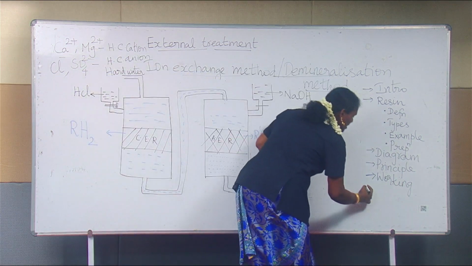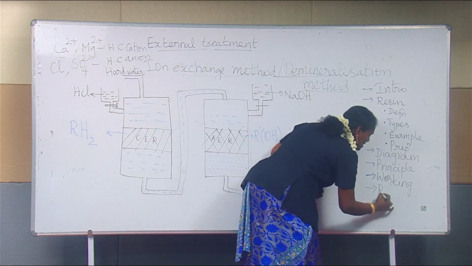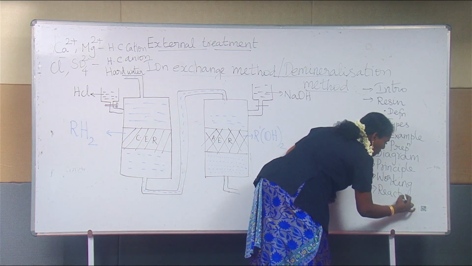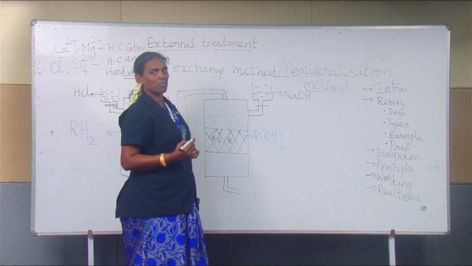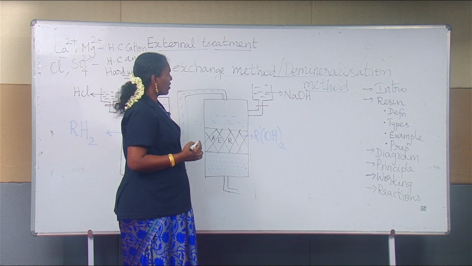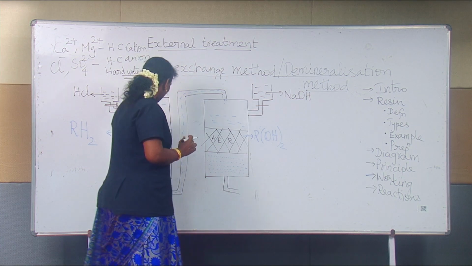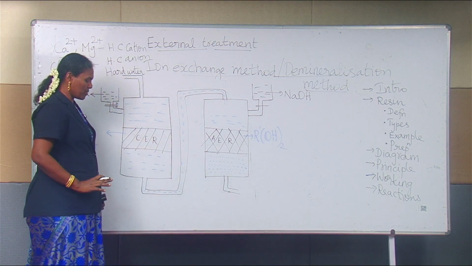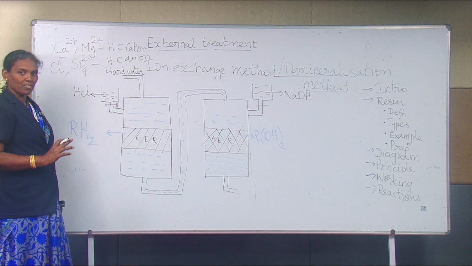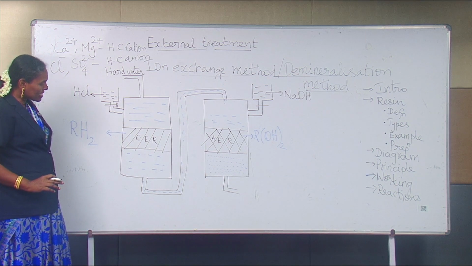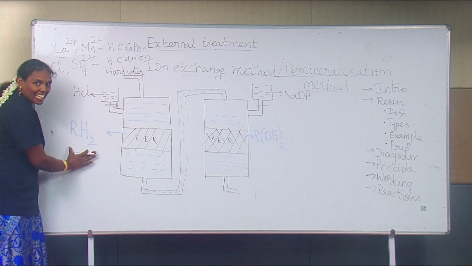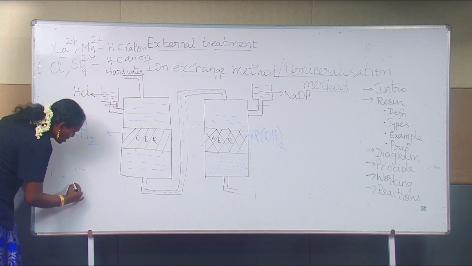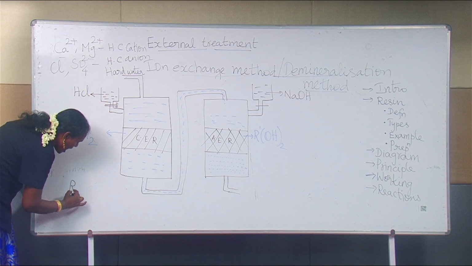Then the next one, what do you have to write? Reactions. Reactions are the important part. See, first of all, what are we having? We have the cation exchange resin bed, isn't it? So here we can write the equation. In the cation exchange bed, we are having RH2. Okay, so here I will write the equation.